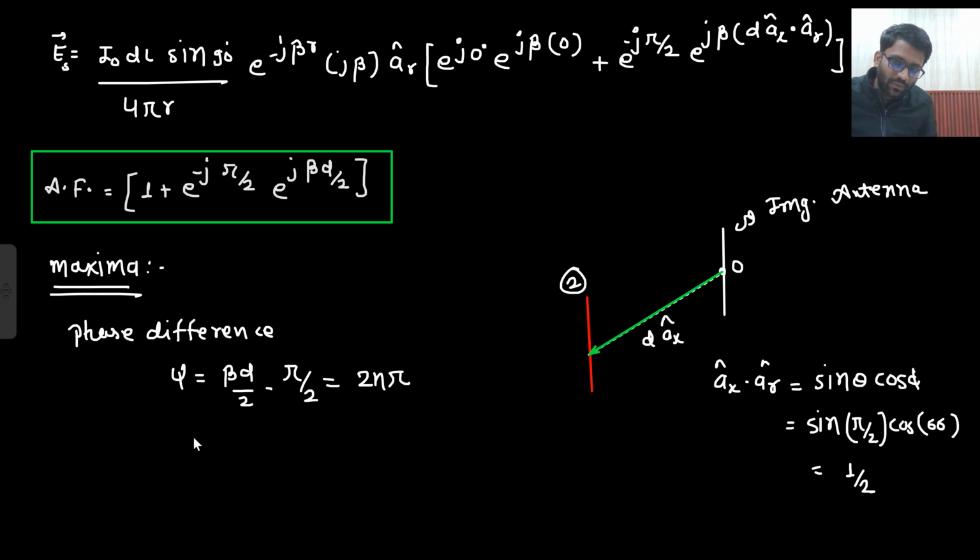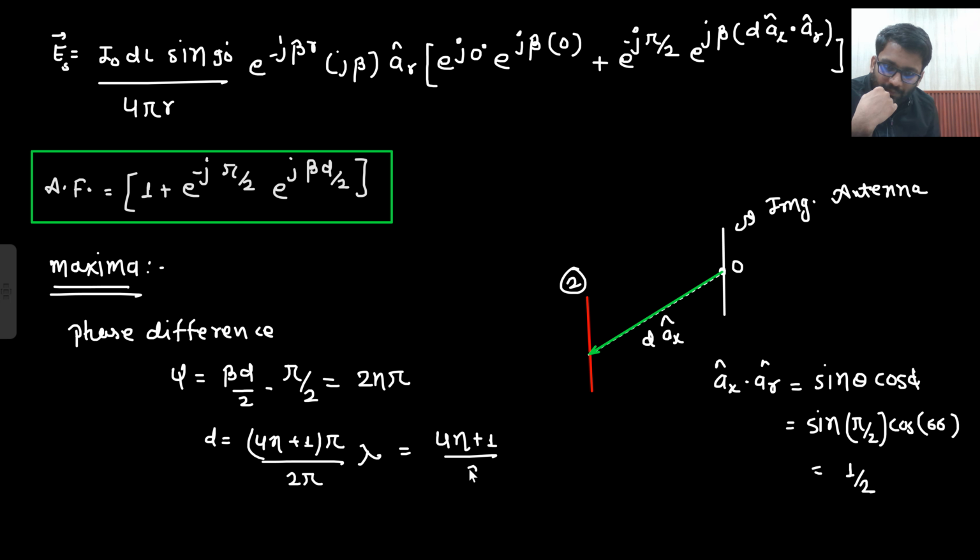So if I solve this one, what I am getting, beta d is equal to 4n, this 2 goes here, 4n pi plus pi, 4n plus 1 pi. And what is your beta? Beta is 2 pi by lambda. So pi and pi get cancelled. What you are getting is 4n plus 1 by 2 into lambda. So what all can you put? n equals 0 you can put. So if you put n equals 0, what are you getting? Lambda by 2. So this is one of the possible answers.